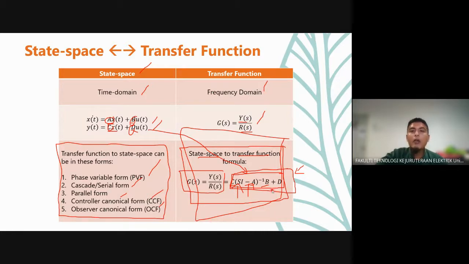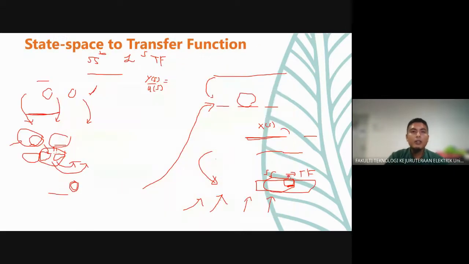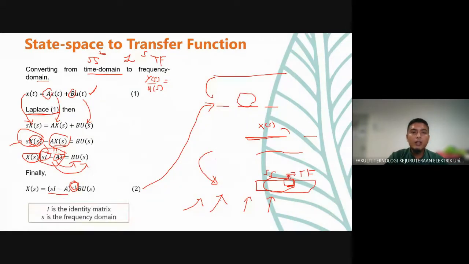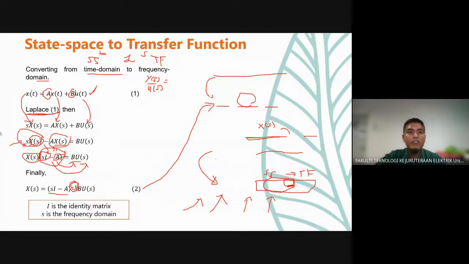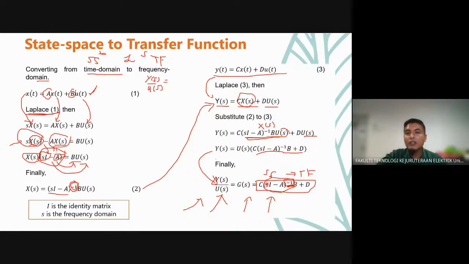Then we used this formula to convert the state space to transfer function: C(sI minus A) inverse B plus D. After that, we went through how to derive the formula from the state space. We do some Laplace transform, and after that, we do some arrangement until we get the transfer function formula, output divided by input in the frequency domain. This is the formula that we obtained from the derivation.